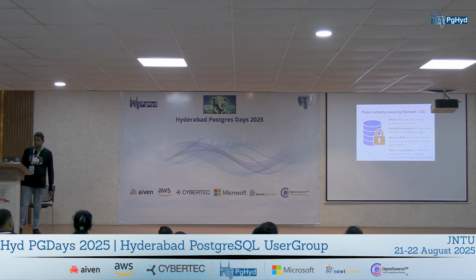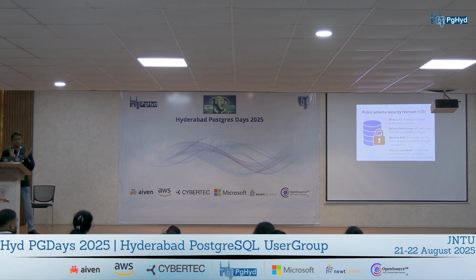Now I would like to focus on the public schema security. In versions less than 15, that means until version 14, what is the behavior? As I said, the public schema is a default schema, and when you see the search path, by default it is always public. Whenever you try to create any table or query any table without mentioning the schema, by default it goes and searches in that search path. If it is public, then you search in the default schema.